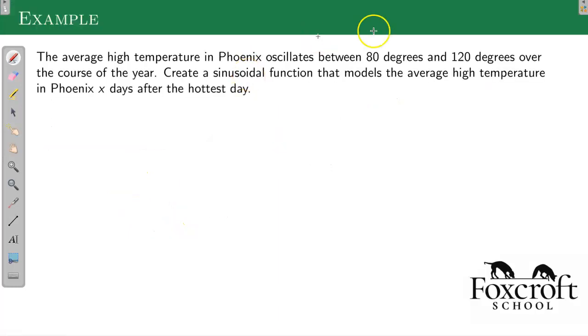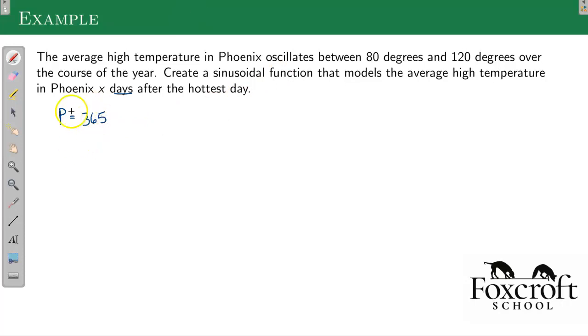The average high temperature in Phoenix oscillates between 80 degrees and 120 degrees over the course of the year. Create a sinusoidal function that models the average high temperature in Phoenix x days after the hottest day. So the first thing we do is identify what is the period. How often is this situation going to repeat? Well, our unit is days. How many days is it going to take for the temperature cycle to repeat? The temperature cycle repeats every year. In the winter it's cold, in the summer it's hot, and that year has 365 days.